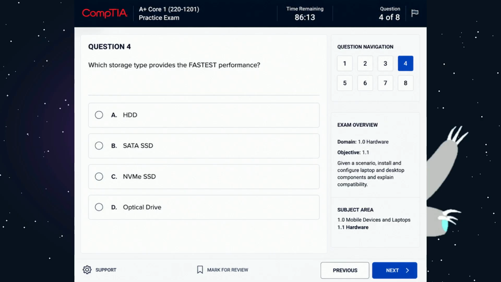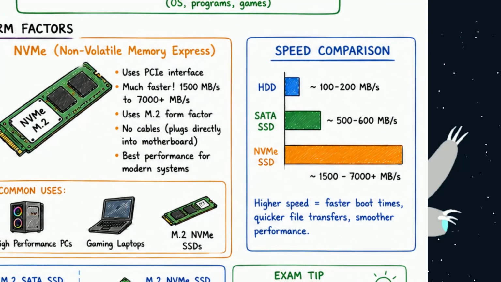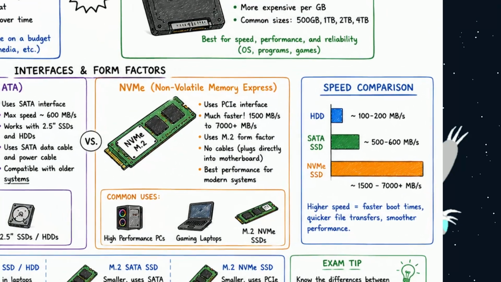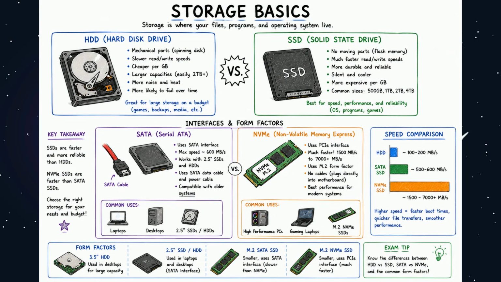NVMe SSD. As we know from this previous infographic, hard disk drives are the oldest and slowest, but will hold the most data for the least amount of money. So they're very commonly used in budget systems. SATA SSD is the next step up. So if you were pushing for an upgrade, you would most likely go from the hard disk drive to a SATA SSD drive. The fastest and most modern is the NVMe SSD, with the highest read and write speeds.